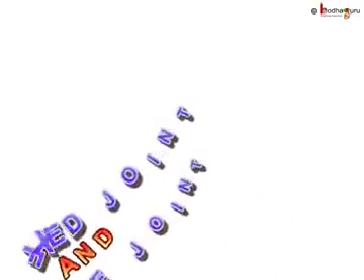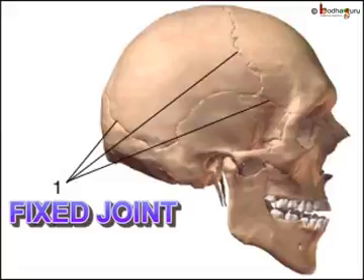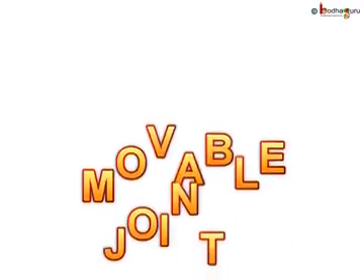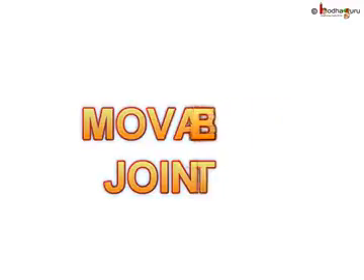There are two kinds of joints: fixed and movable joints. Fixed joints, as the name suggests, are fixed and cannot move. The skull is an immovable joint. The movable joints are the joints which can move. Not all movable joints can move in all the directions. Let us now see the various movable joints.